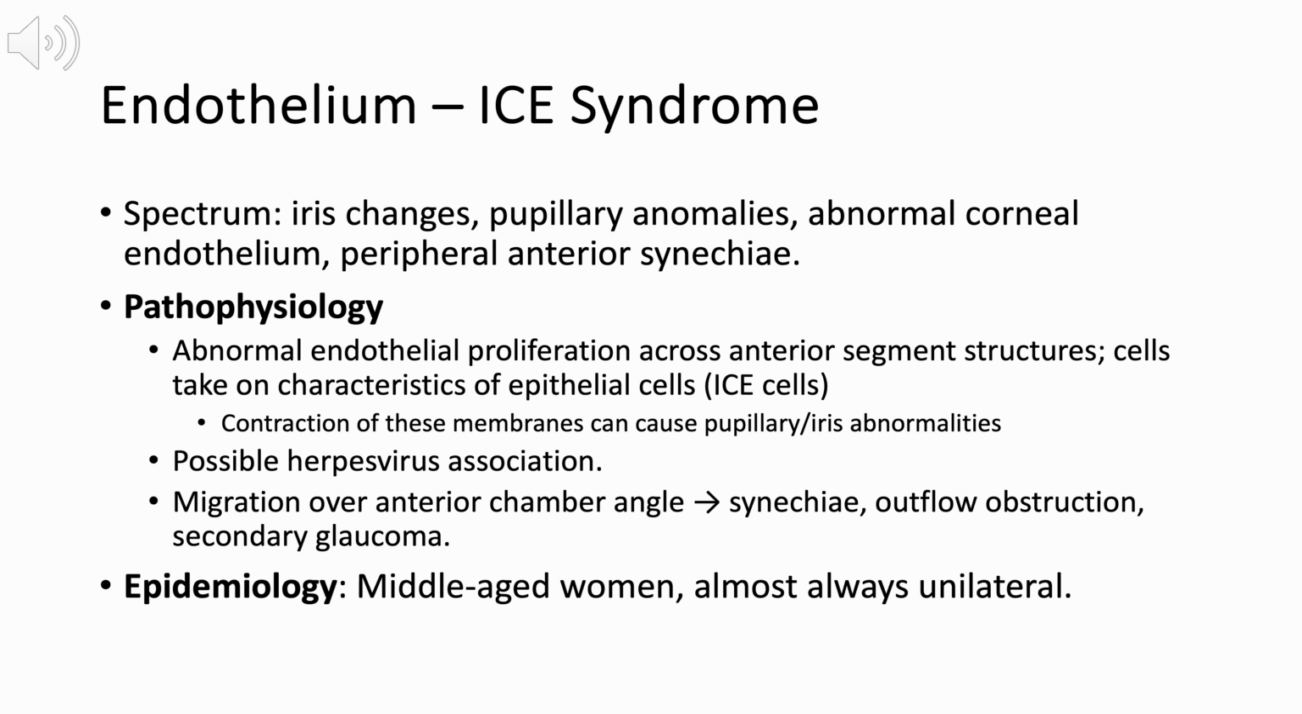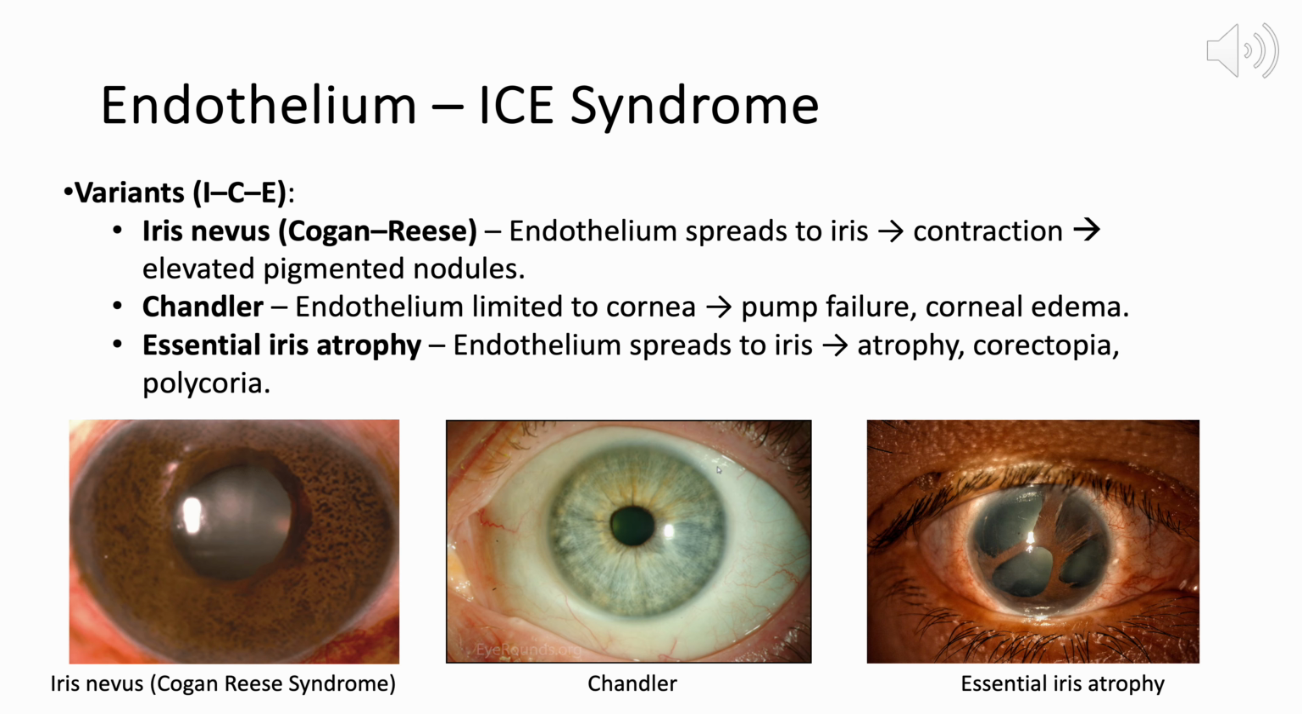When this abnormal endothelium migrates over the anterior chamber angle, it can cause synechia formation, resulting in outflow obstruction and eventually secondary glaucoma. Epidemiologically, ICE syndrome most often affects middle-aged women and is almost always unilateral. There are three main variants to keep in mind when looking at ICE syndrome. These variants can be recalled by using the ICE mnemonic.